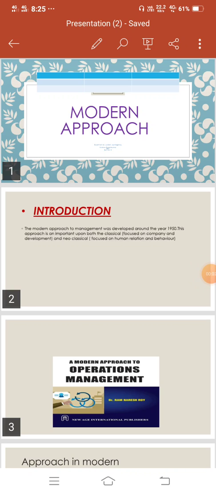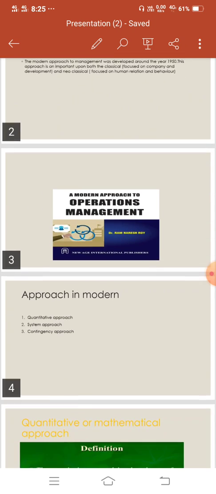My topic is the modern approach. The modern approach to management was developed around the year 1950. This approach is an improvement upon both the classical approach, which is focused on company and development, and the neoclassical approach, which is focused on human relations and behavior.